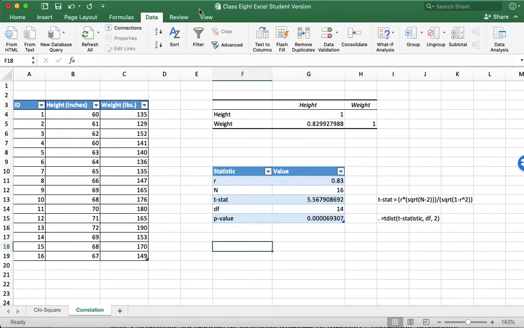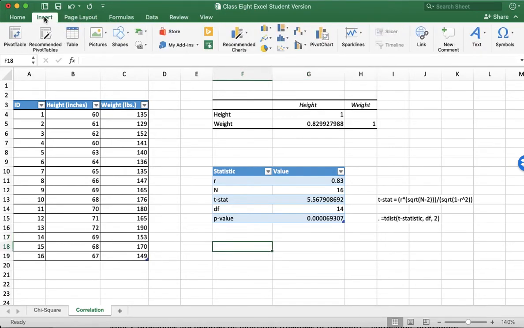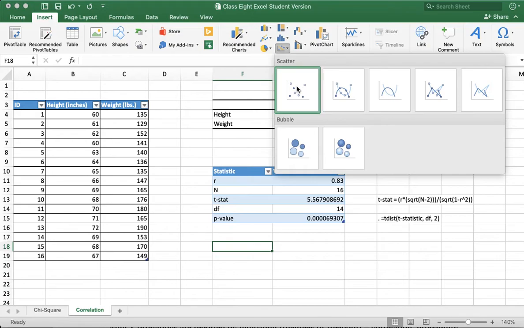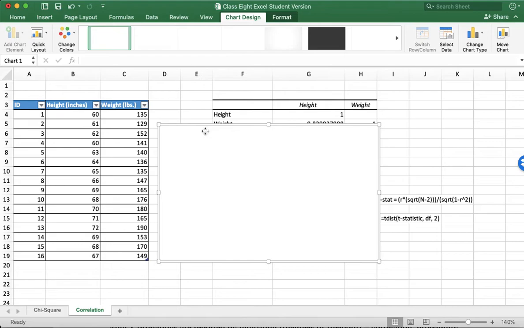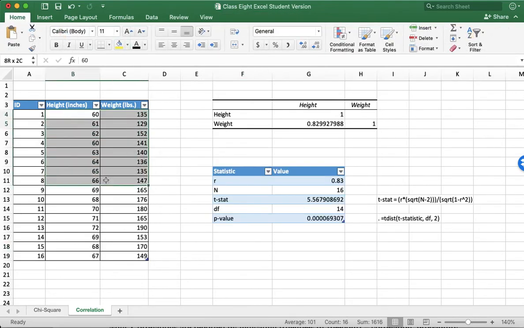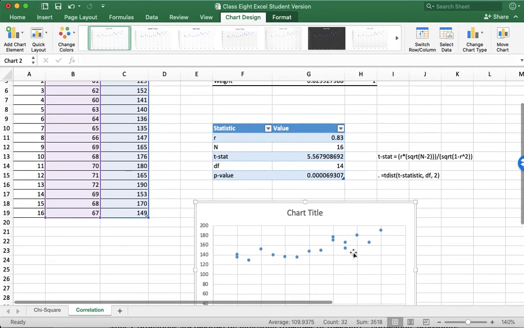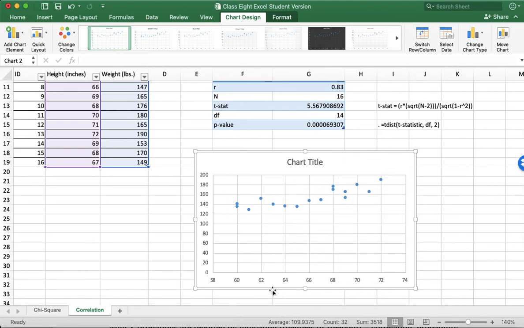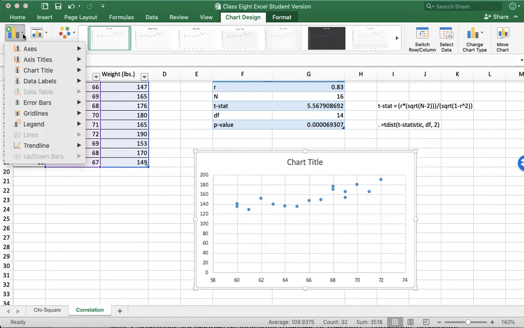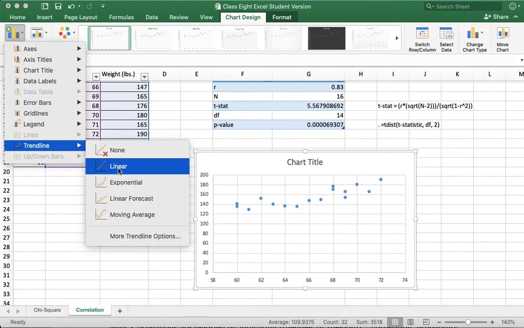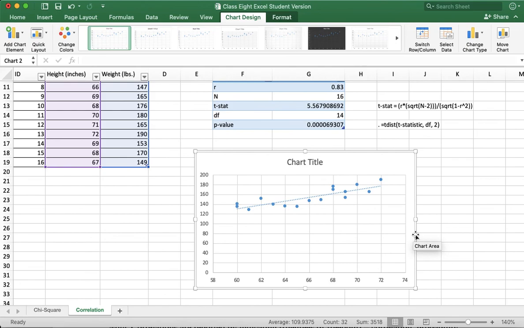Okay, and the last thing I'll show you, and this is just kind of a bonus tidbit, is if you wanted to look at this relationship, what you could do is insert a scatter plot. Oh, I think it wanted us to select our data first. So if you select height and weight, and then insert scatter plot. Here you can see that there is a positive relationship between height here and between weight here. You can see the trend line, if we were to put one in there, shows that there is a positive relationship between the two variables. And that's it for today.